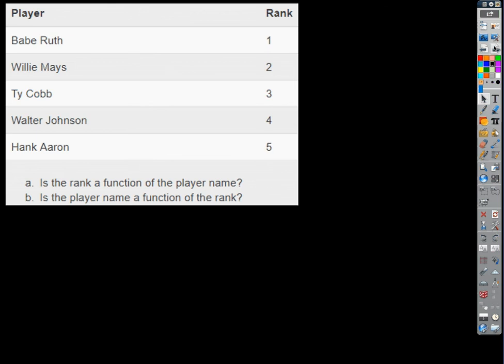I guess it's supposed to be all-time great baseball players, in somebody's opinion. Is the rank a function of the player name? So for part A, what's the input? The name. Good. So input equals name, output equals rank. Does that work? Yeah, it works. Yes.